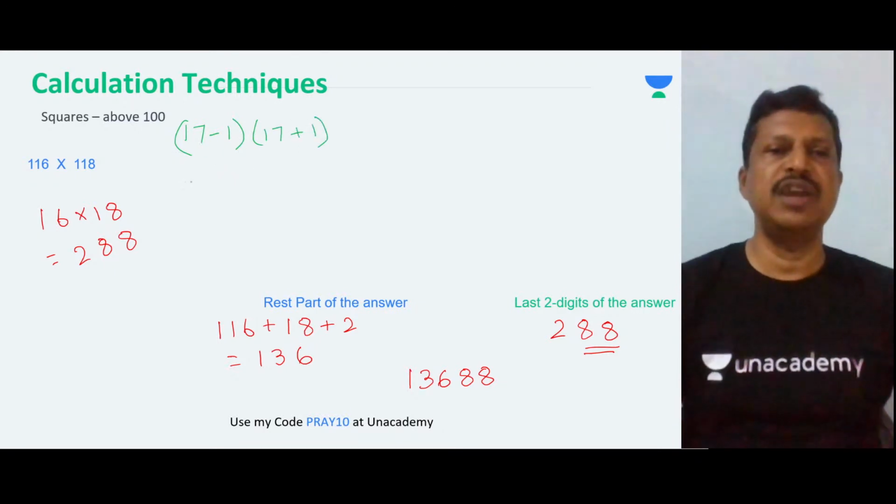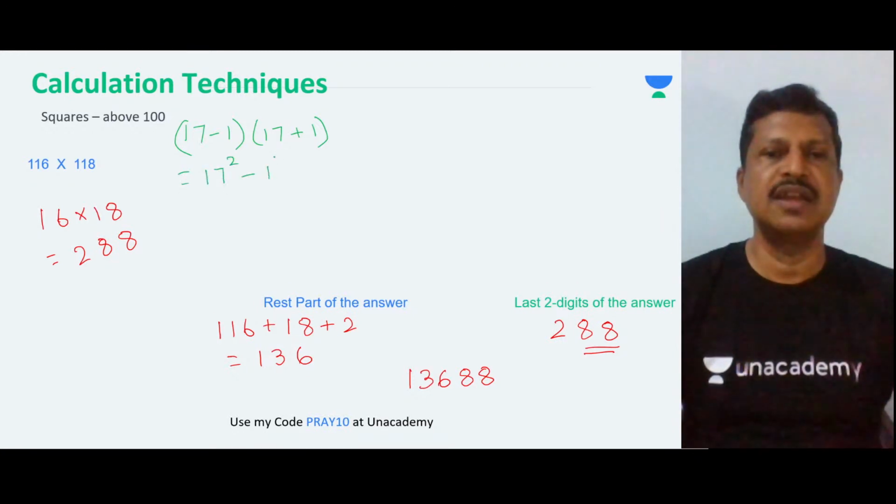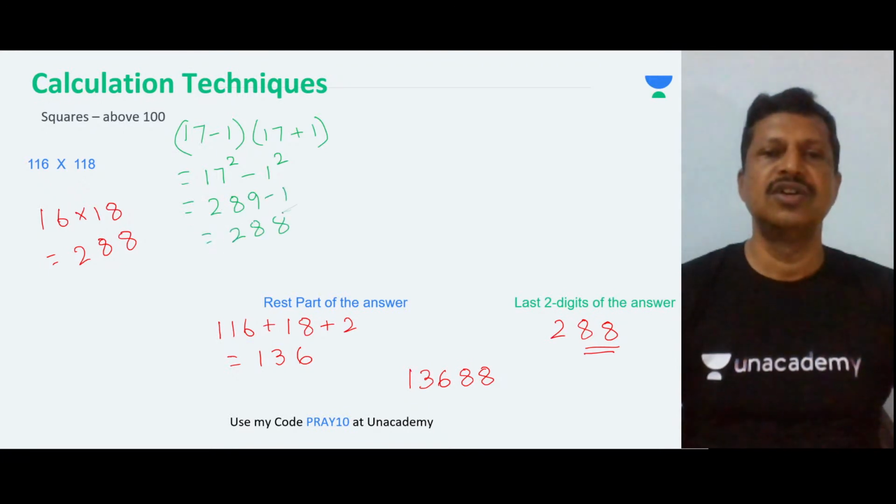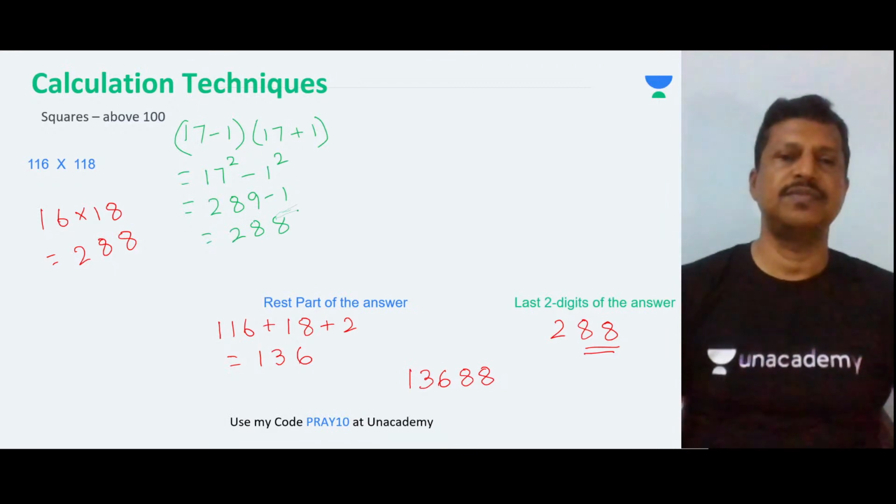So (a minus b) into (a plus b). Do you know this? It comes out to be 17 square, a square minus b square. So 17 square is 289. 289 minus 1, this gives you 288. So this can be one way to do.